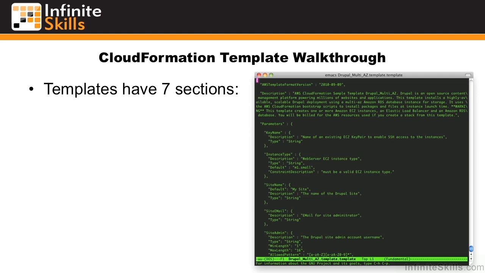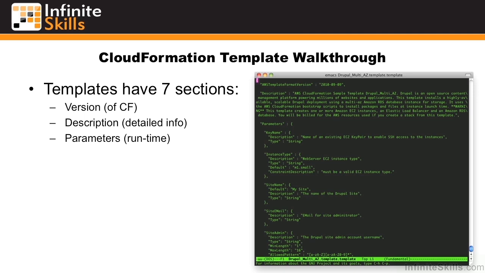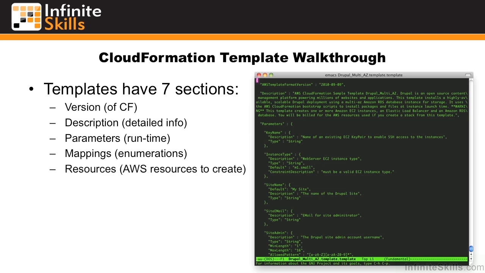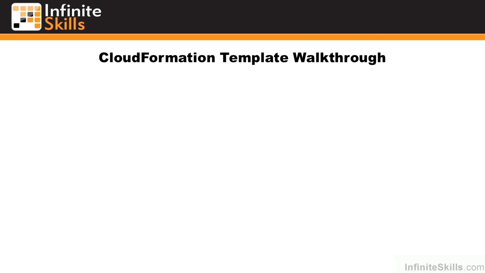CloudFormation templates have 7 sections you should be familiar with: the version of CloudFormation that you're using, the description, which provides human-readable, detailed information about the template itself, any runtime parameters that you may want to override from individual runs of the template, the mappings, which are enumerated lists, the resources, which are the actual AWS resources you're going to create, and the properties, the resource specifics themselves. Finally, we have outputs, which are the final output of the template.